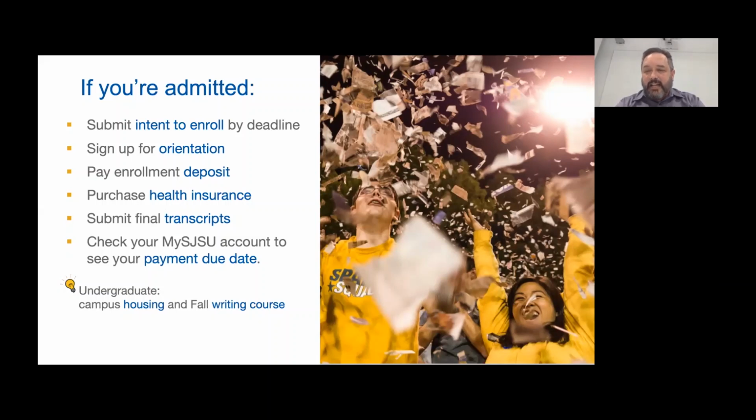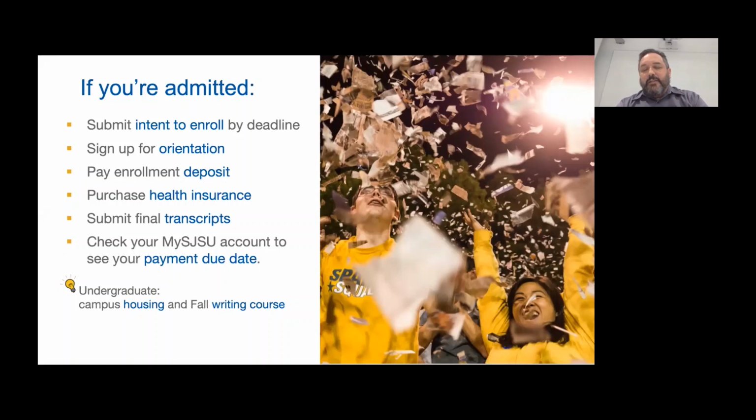A very common deadline in the United States, the most common deadline is May 1st, for example. So by May 1st, you normally have an enrollment deposit due along with some forms, say, for example, forms for housing. You will sign up for orientation. SJSU and other universities offer very good orientations to new students during your first week when you're moving to the United States. You'll have to purchase health insurance. You'll have to send your final transcripts after you graduate.